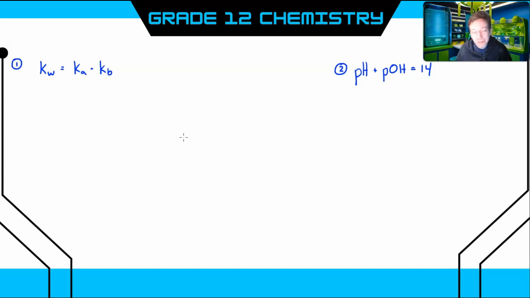In this one we are going to look at these two equations that we often see when we're looking at acid-base equilibria in grade 12 chemistry. And I usually get students asking me, where do these equations come from? So today I'm going to derive them for you. Let's get started.